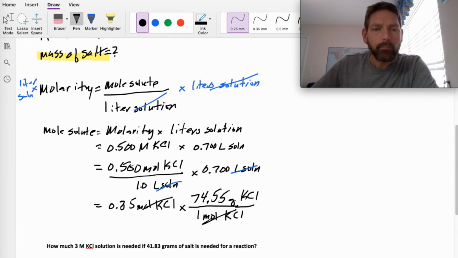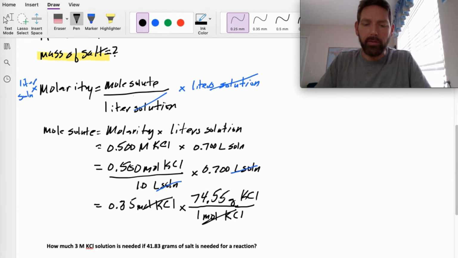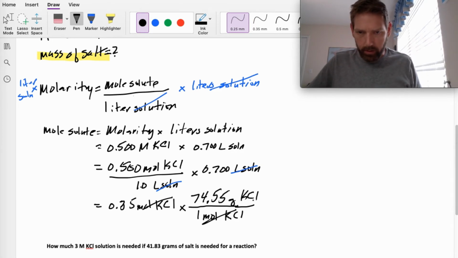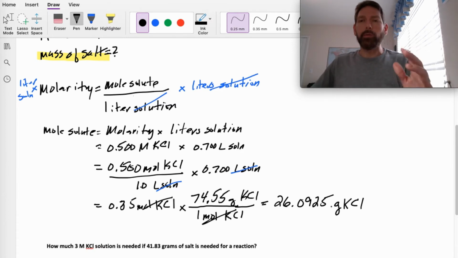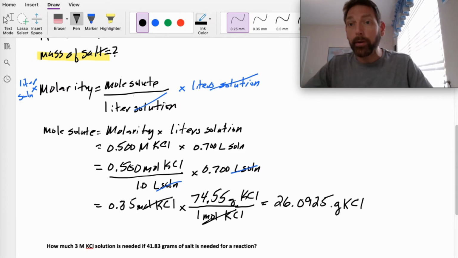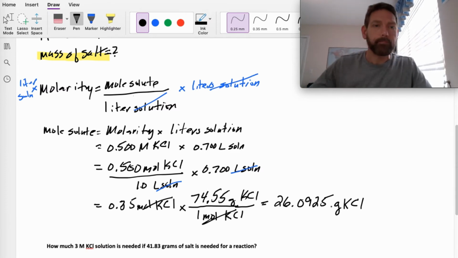All right. So that is gone. So now we just have the 74.55 times 0.35. You should see that now we've got 26.0925, and then the only unit that is not canceled out is grams of potassium chloride. So now we just have to evaluate this answer down to the correct number of sig figs, right?